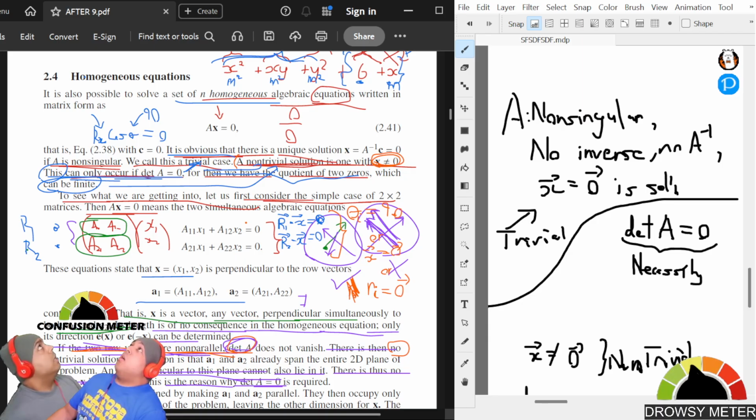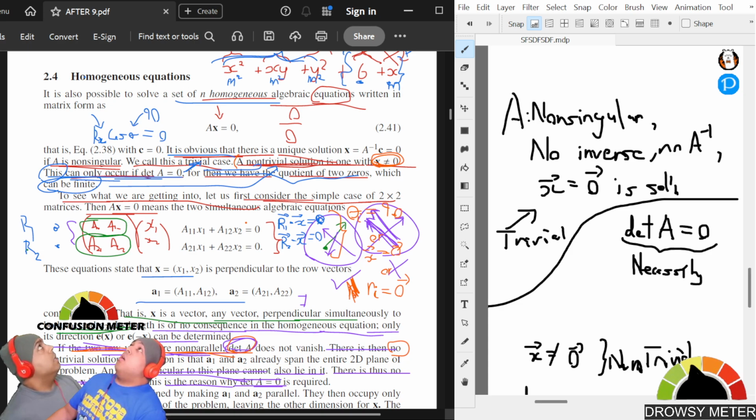Okay. Wait. x equals A inverse times determinant A. But then we have the quotient of two zeros, which can be finite. To see what we are getting into, let us first consider the simple case.